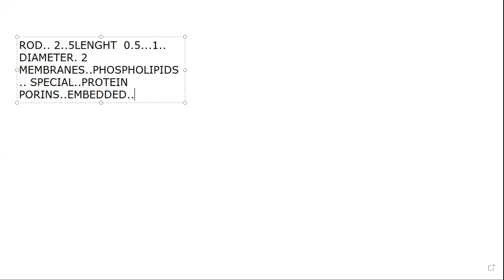Number one, they help to transport the materials across the membrane. They act as carriers of certain materials. Then they also allow the free passage of some materials across the membrane. You have this written in your books also.